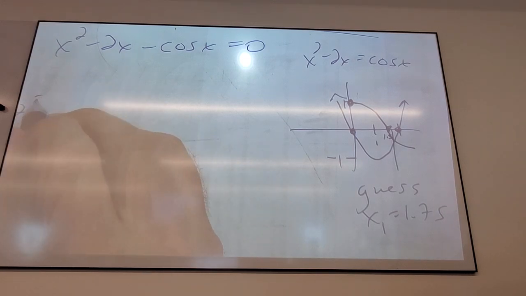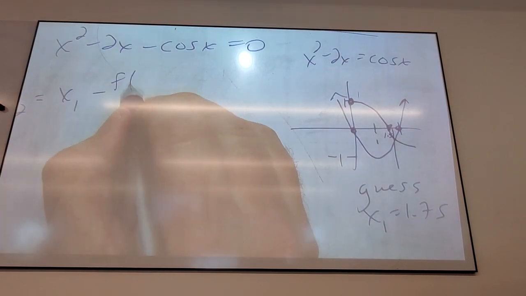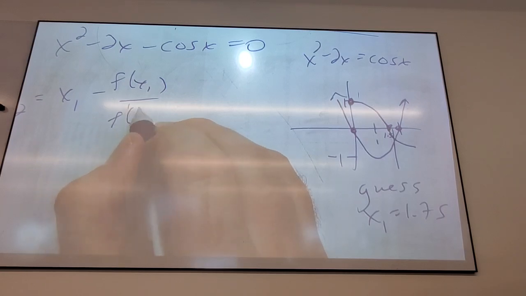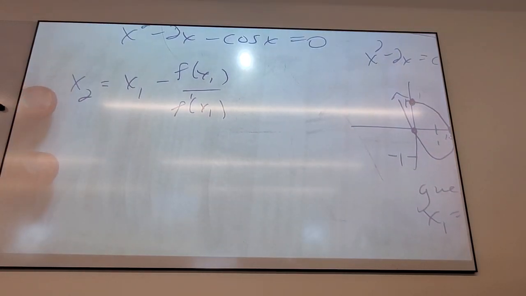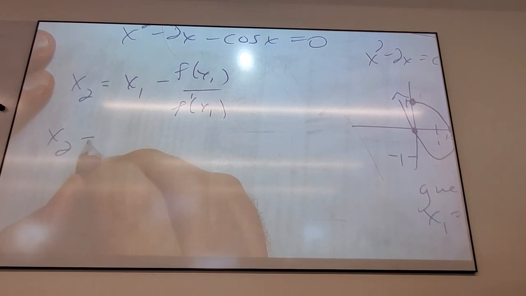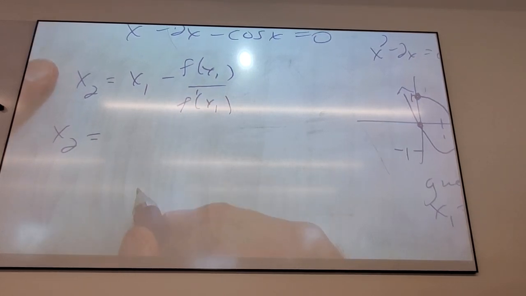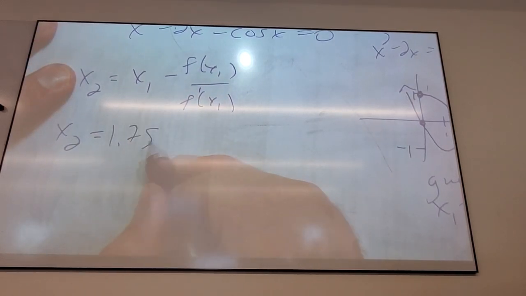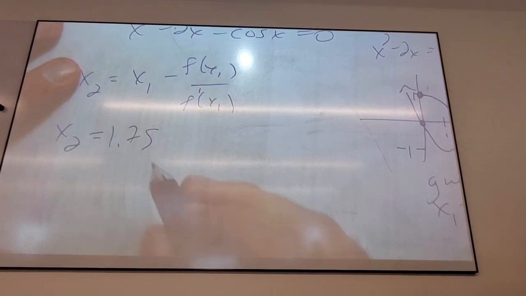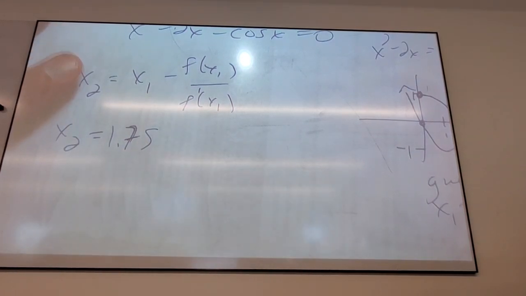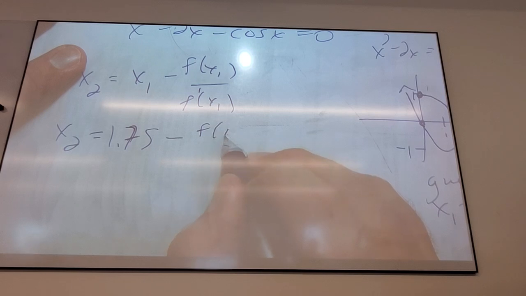How do I get x2? I do this. We'll do a couple of these and then I'll show you the ultimate shortcut. So I need, sorry? Yeah, Jeff, just hit the button, man. I love it. So 1.75 minus f of 1.75 divided by f prime of 1.75.